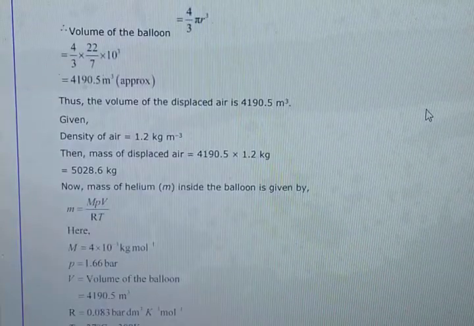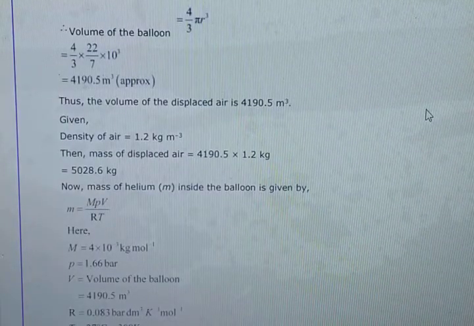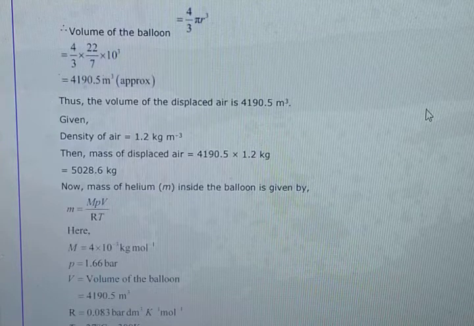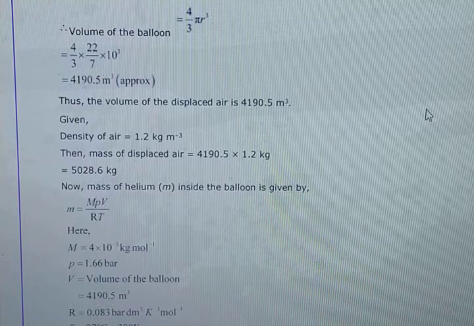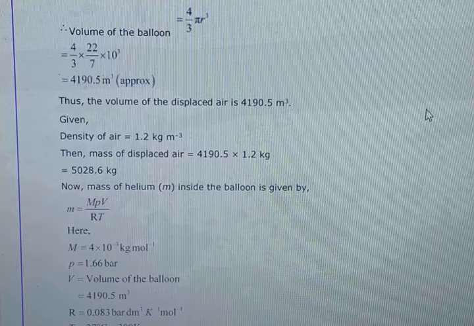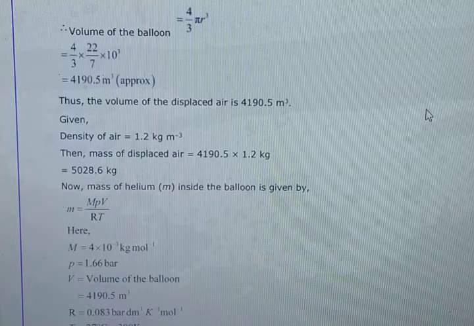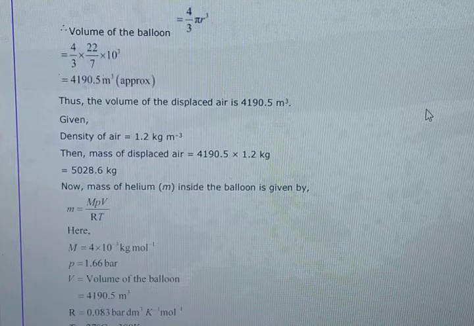The balloon is spherical, so the volume of the balloon will be 4 by 3 pi r cube. 4 by 3, pi value is 22 by 7 and r value is 10, so 10 to the power 3. That will be 4190.5 meter cube approximately. Thus the volume of the displaced air is 4190.5 meter cube. Now the density of the air is given 1.2 kilogram per meter cube. Then mass of displaced air is 4190.5 into 1.2 kilogram, that is 5028.6 kilogram.